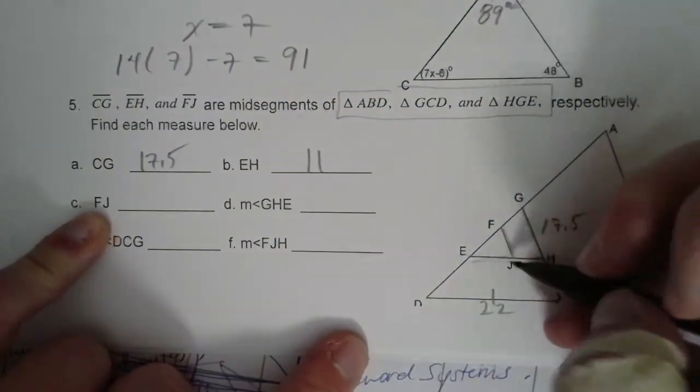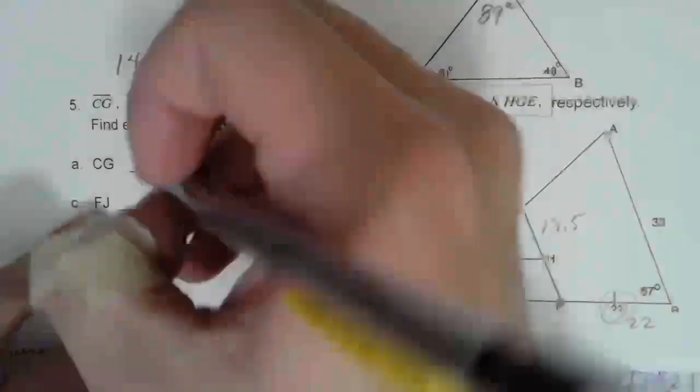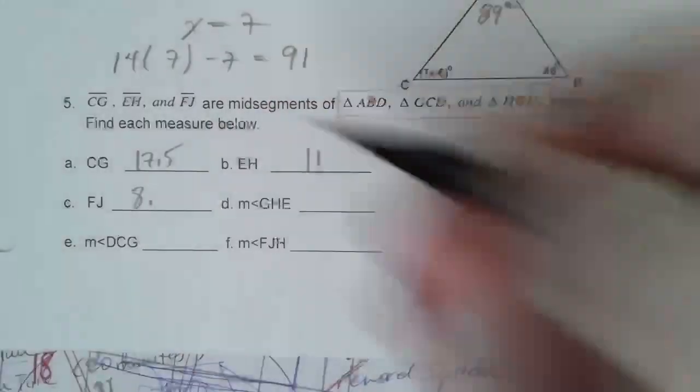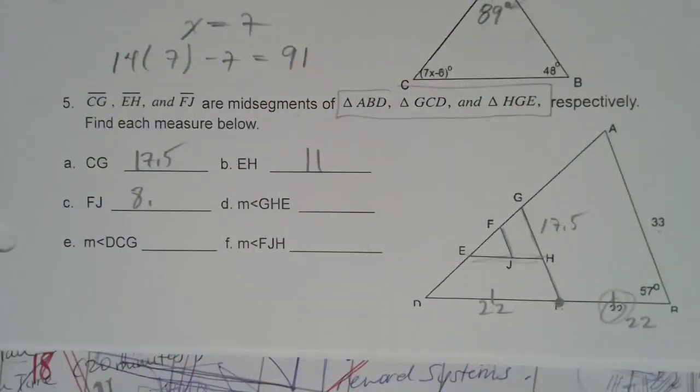All right. For FJ, I see that this has to be half of 17.5, which is 8 point... Wait. Yeah. 8. It needs to be 0.5 to get 17. 0.325.